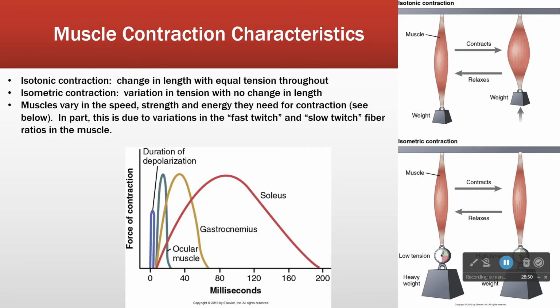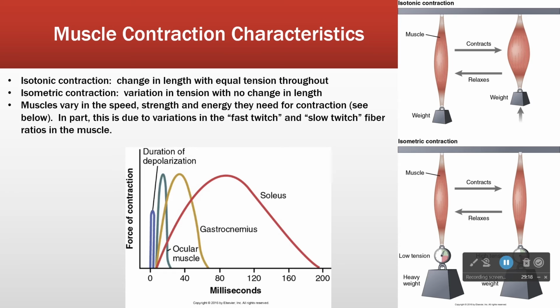Now, not all muscles have the same characteristics. Different muscles have different purposes, and because of that, they have different reactions. So in some muscles, we have fast twitch fibers and slow twitch fibers. Fast twitch fibers do what their name suggests. They're very quick to contract and therefore very responsive.